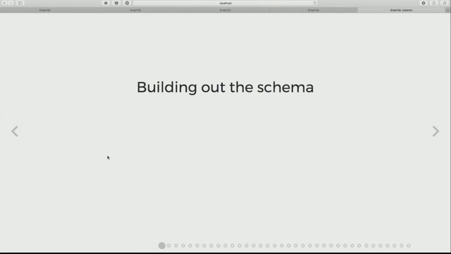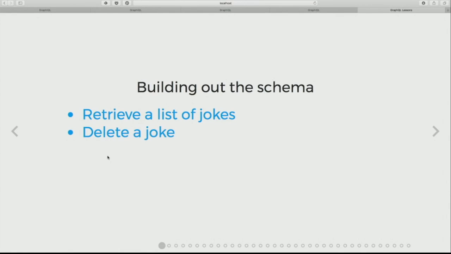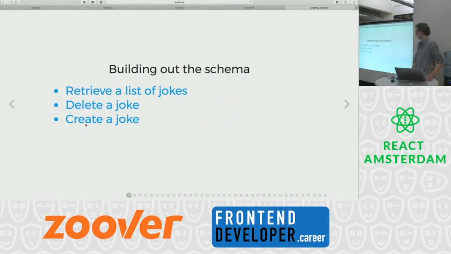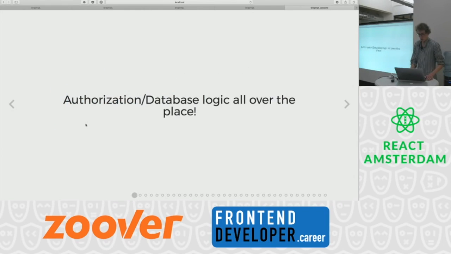So suppose now that we're going to build out our schema, right? The schema has started small with a query and a mutation. Now we want to add some functionality to retrieve a list of jokes, to delete a certain joke, to create a joke, and so on and so on. Your schema will keep growing and growing and growing, and something is going to happen. We're going to get authorization and database logic all over the place. So you saw with the query and the mutation that we already had some separate authorization logic there. It's very easy when you're implementing a GraphQL API for this to explode out of control, and you end up with a code base that's not really maintainable. And this is something that you don't want.